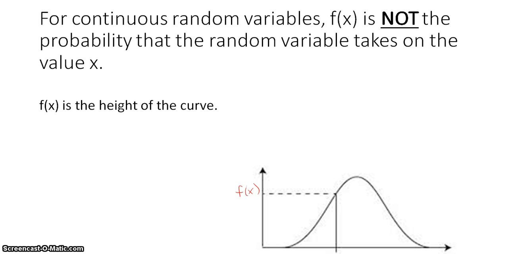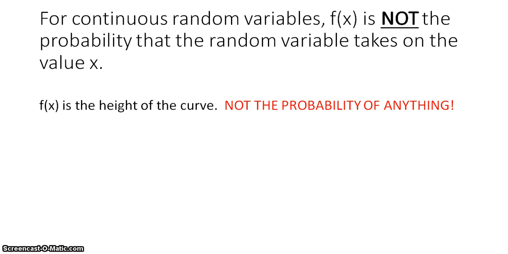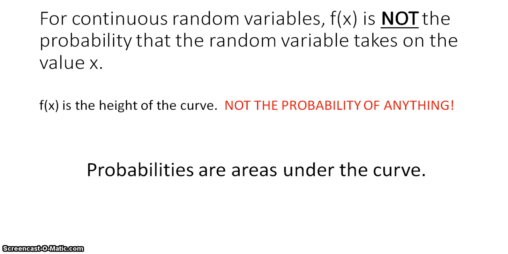For continuous random variables, little f of x is not the probability that the random variable takes on the value x. It was in the discrete case, but in the continuous case it is not. f of x is just the height of the curve at the point x. It's not the probability of anything at all. And probabilities are going to be found by looking at areas under the curve.